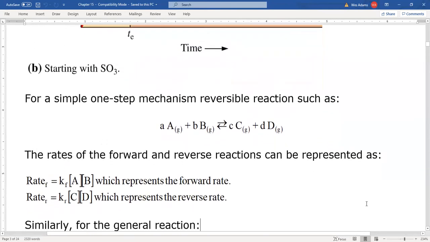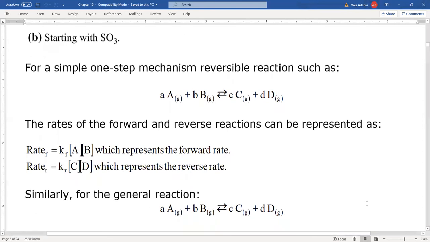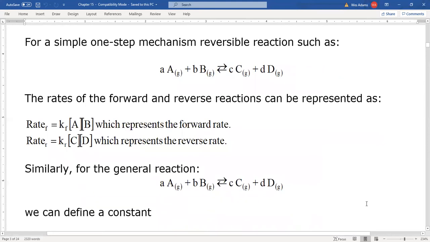So for a simple one-step equilibrium, which is what we're mainly going to deal with, where aA plus bB is in equilibrium with cC and dD, the uppercase letters are the reactants and the lowercase letters are the coefficients. We say the rate of the forward reaction is equal to the rate constant of the forward reaction times the concentrations of A and B. The rate of the reverse reaction is equal to the rate constant of the reverse reaction times the concentrations of C and D. So for that general reaction, we're at equilibrium when those rates are equal.